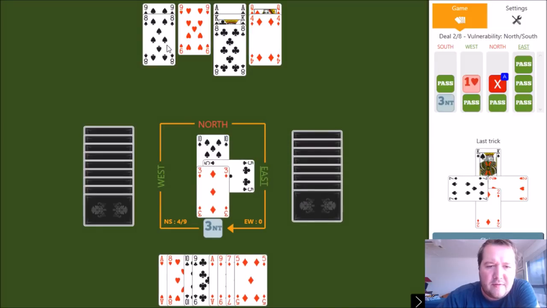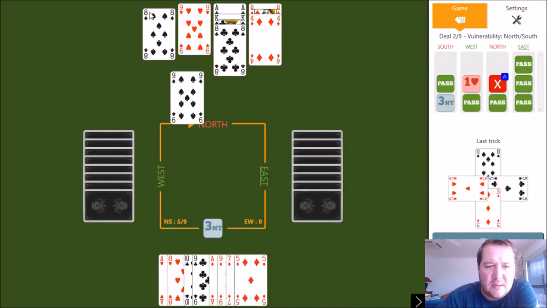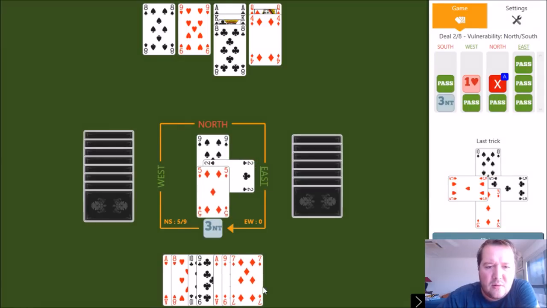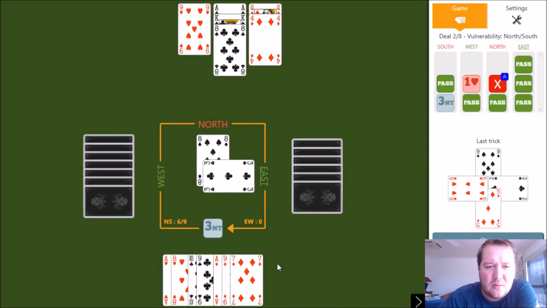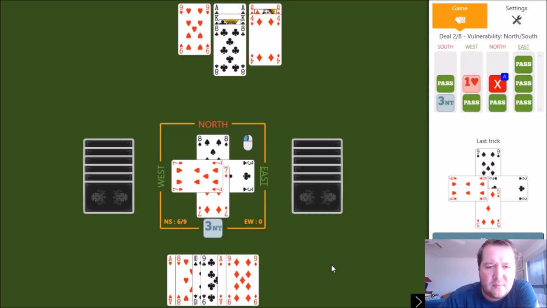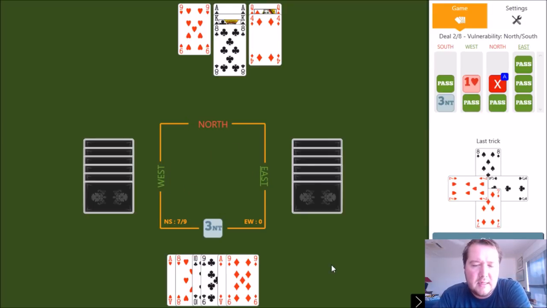Sort of have to guess their shape. There's one heart discarded. Another heart. Okay, so they've let go three hearts at this stage. So I've still got king, ten of hearts. So they've got two hearts at least. And they let go three hearts. Yeah, they've let go three hearts. So I've got six hearts and three spades.